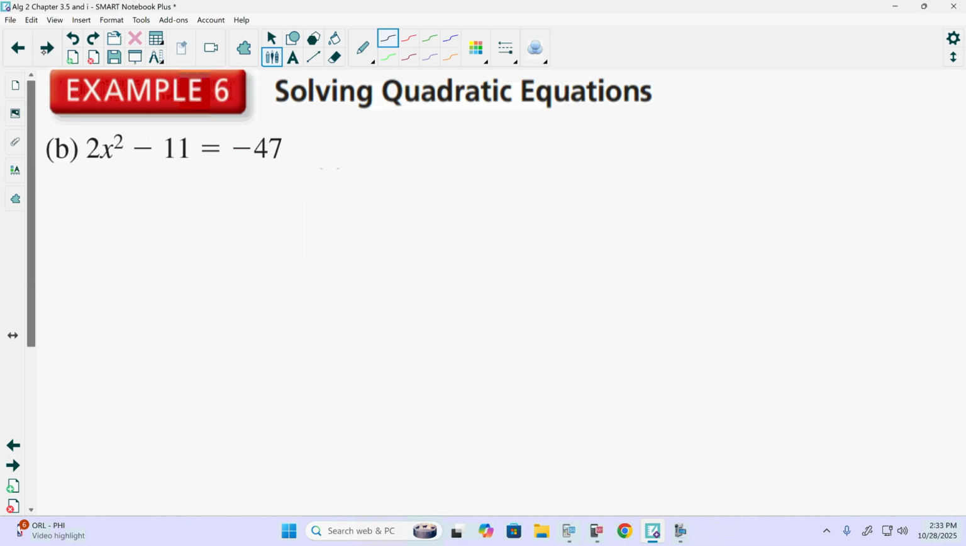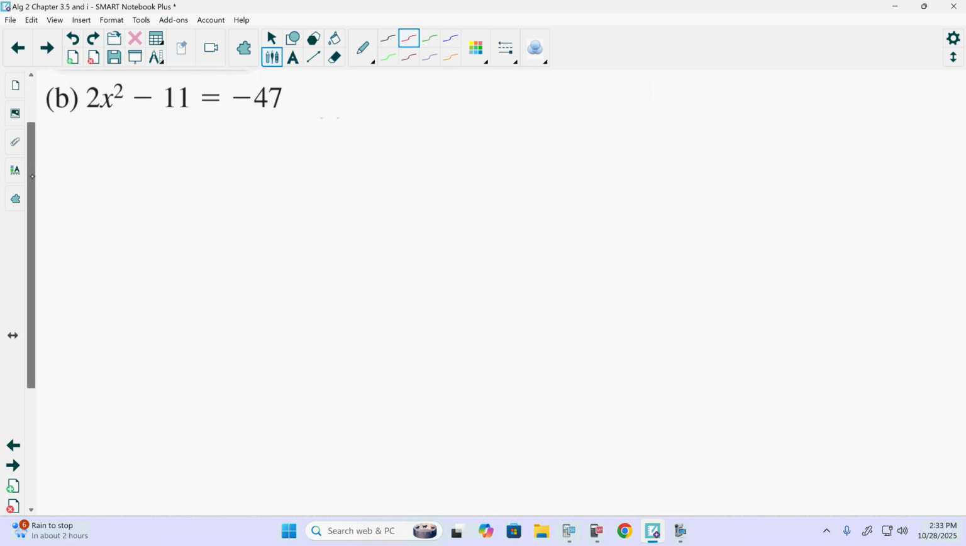2x squared minus 11 equals negative 47. Again, most likely, especially since we're covering it right now, graphing's not going to work because it's probably going to give us an equation with complex solutions. But the nice thing is that the only variable we have in this equation is x squared, which means we can use the square root method. So what's the first thing we can do in getting the squared term by itself? Add 11 to both sides.